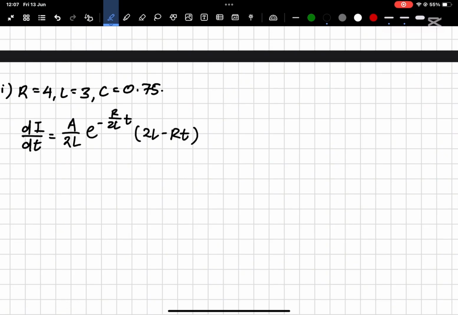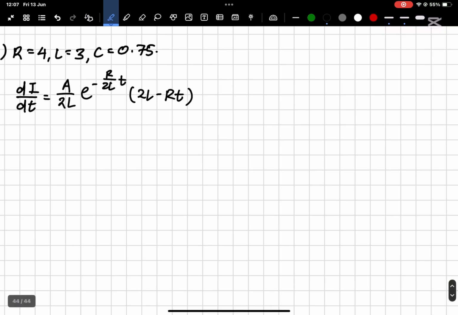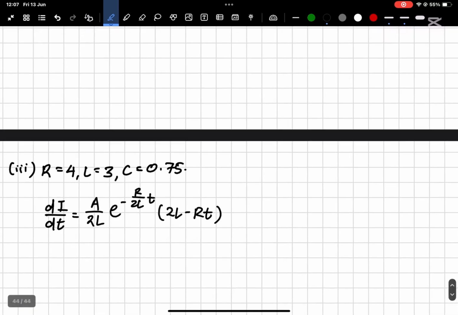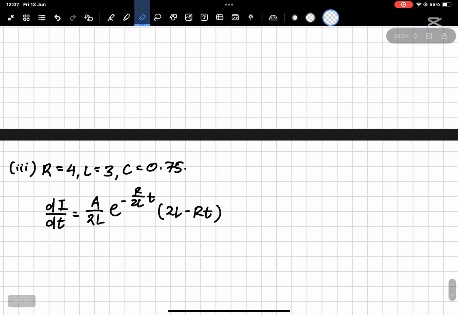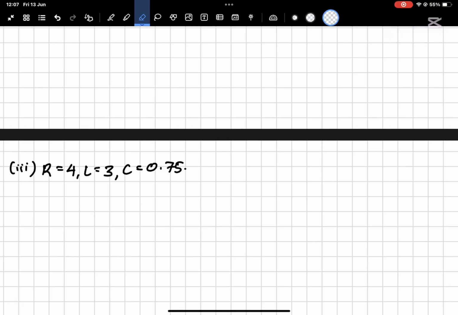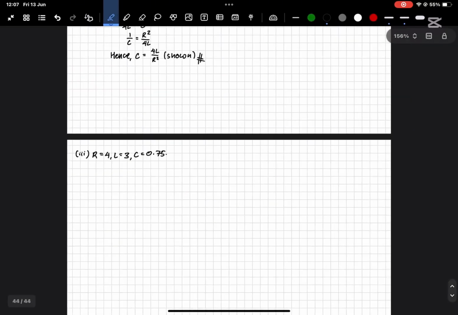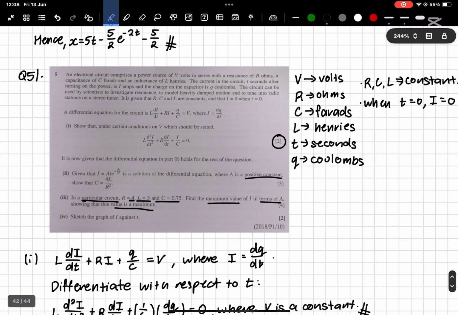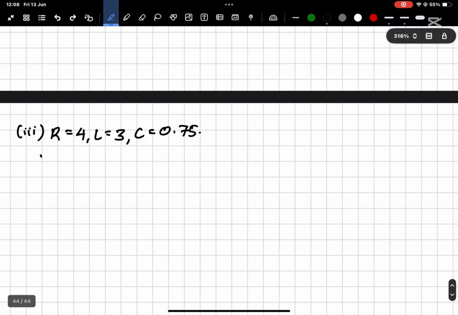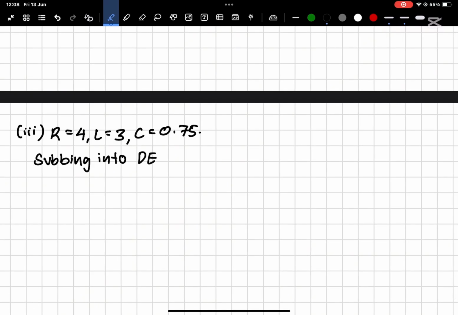Alright, actually, I don't think this will lead you anywhere, not for now. So what equations shall we use? R, L, these are constants, right? Oh, we can use this, yes. Okay. So subbing into your DE. This is a 25-minute long question, man, please.